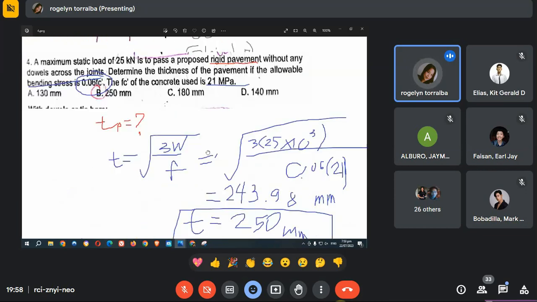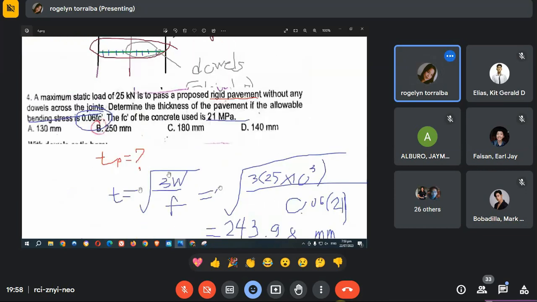So number 4, this is so easy. This is the last number that we will solve. Number 4: a maximum static load of 25 kilonewton is to pass a proposed rigid pavement. I underlined this so you will not apply what is used in flexible pavement: without any dowels across the joints. Determine the thickness of the pavement if the allowable bending stress is 0.06 f'c, where the f'c of the concrete used is 21 megapascal.